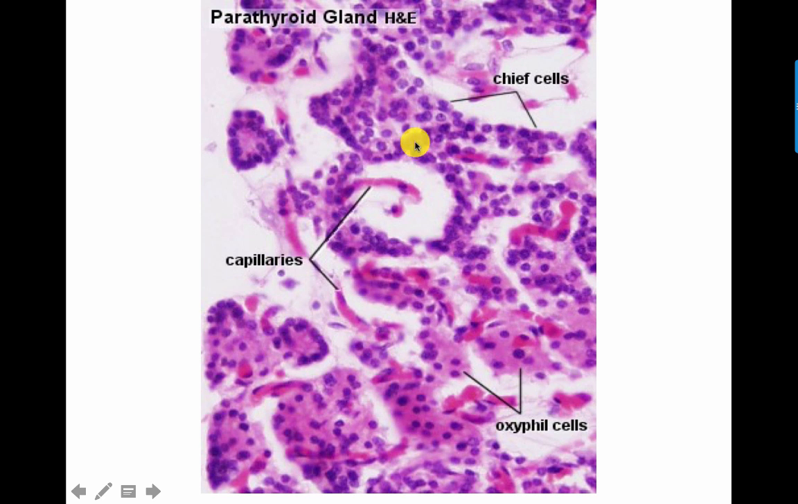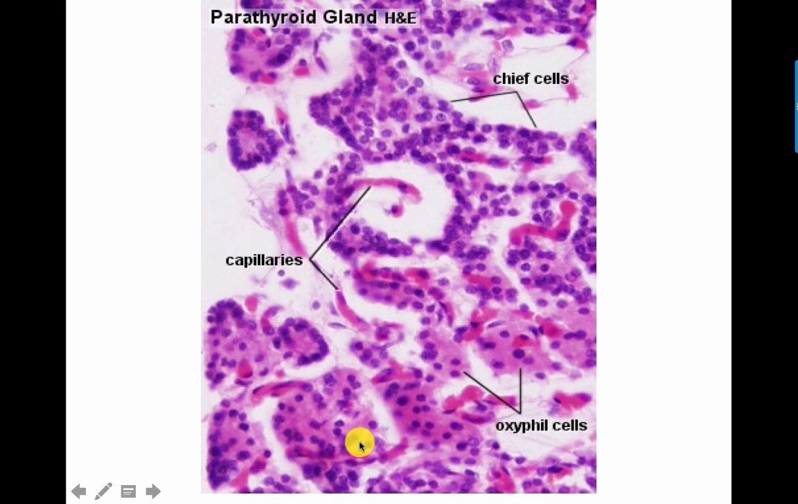Here again we have the basophils, which form the majority, so they are called chief cells. They are small in size but more in number. Here we can see the fenestrated capillaries in this area lined by flat squamous cells. And here you can see these larger cells but lesser in number called oxyphil cells.